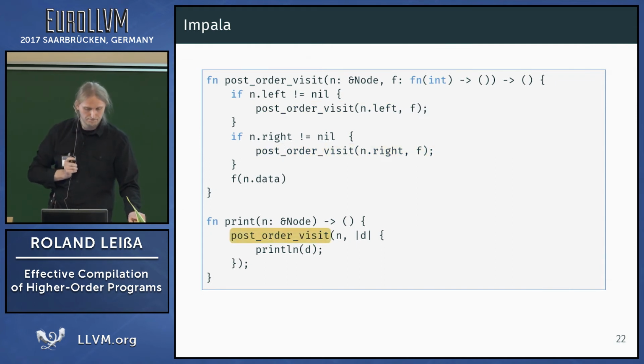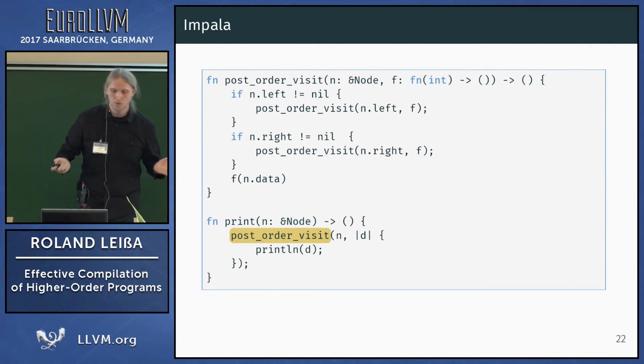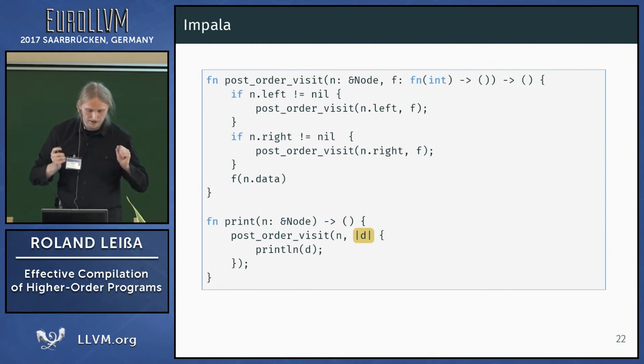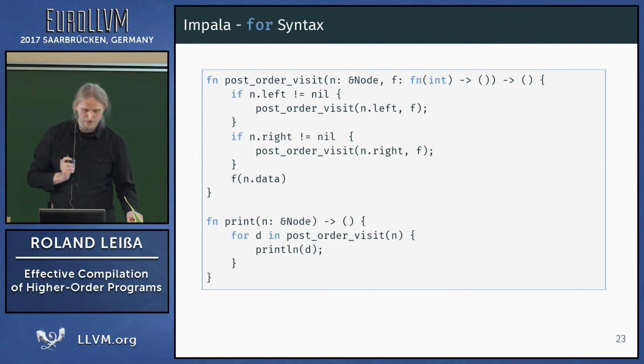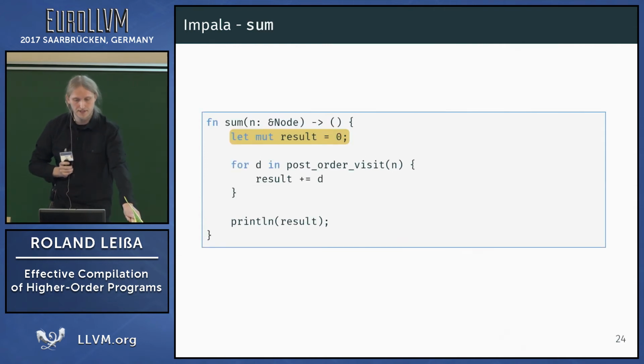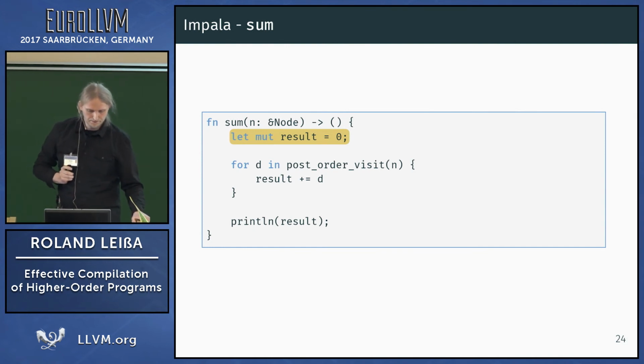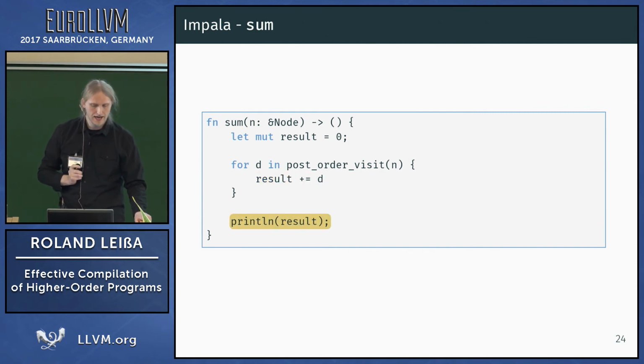And here we have the function print, which gets a closure. We're receiving the data D in this node and can print this. And because such patterns are so common, we are using this nice for syntax. So this is just syntactic sugar to make it more readable. Here's another example. This is the sum we had earlier. Here we have this mutable variable result. We are adding up all the stuff inside the closure here and dumping the result.